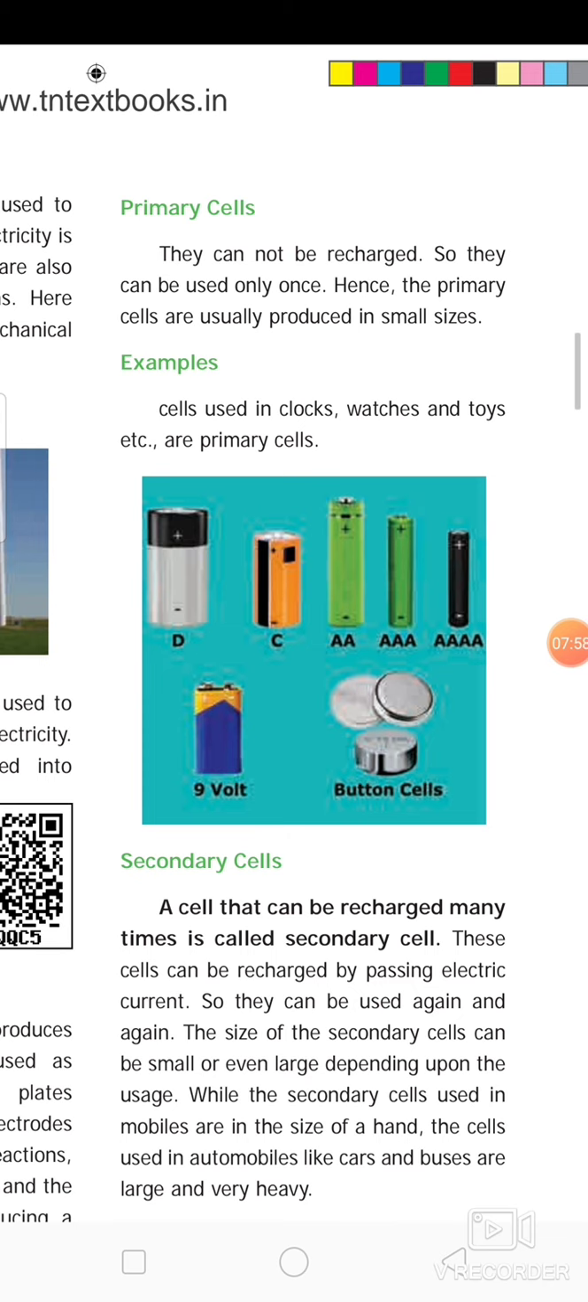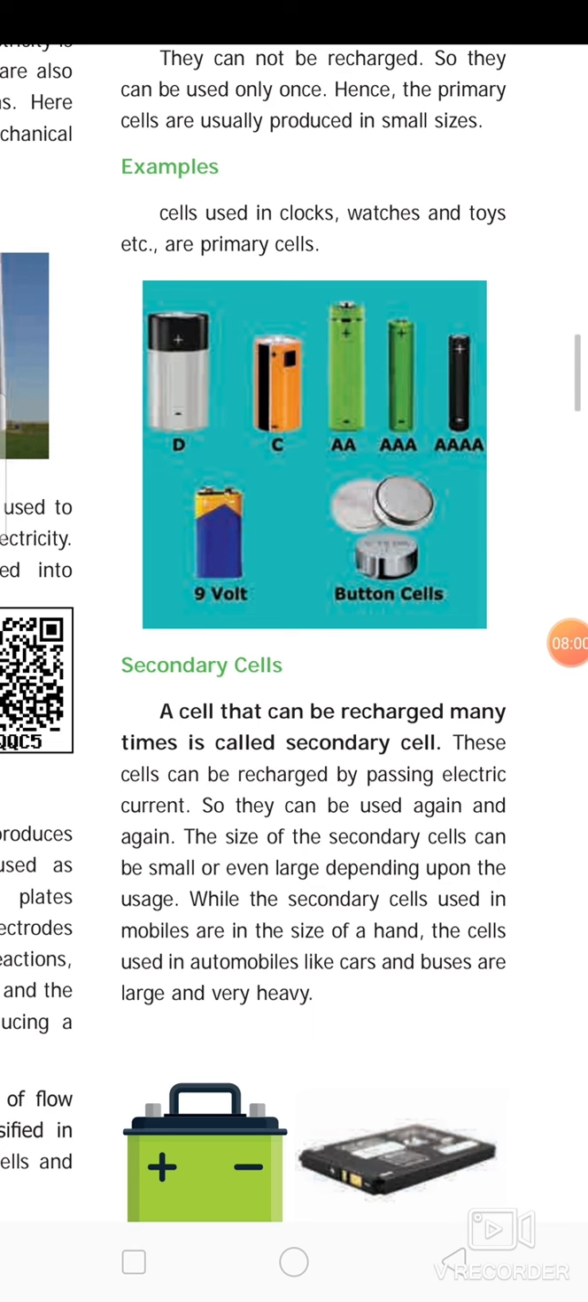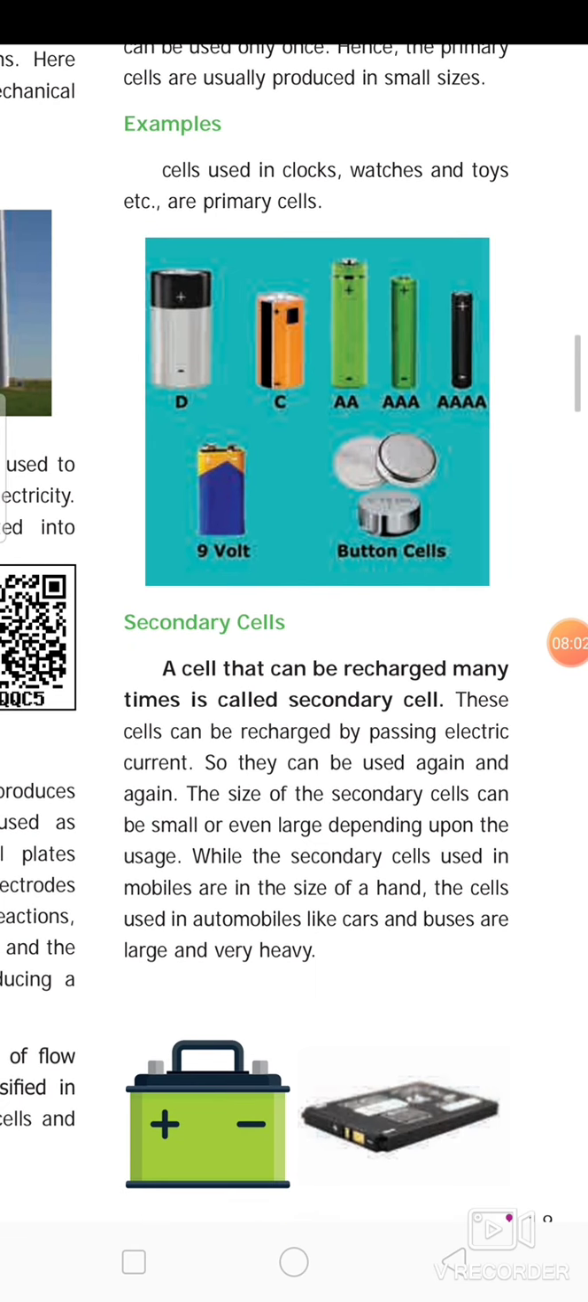A cell that can be recharged many times is called a secondary cell. In your mobile phone, a battery is used, it can be recharged again. Your laptop battery can be recharged again. In some cases, big power banks are used, isn't it? Big batteries will be there and we can recharge those batteries again. Those are all examples of secondary cells. These cells can be recharged by passing electric current. So they can be used again and again.